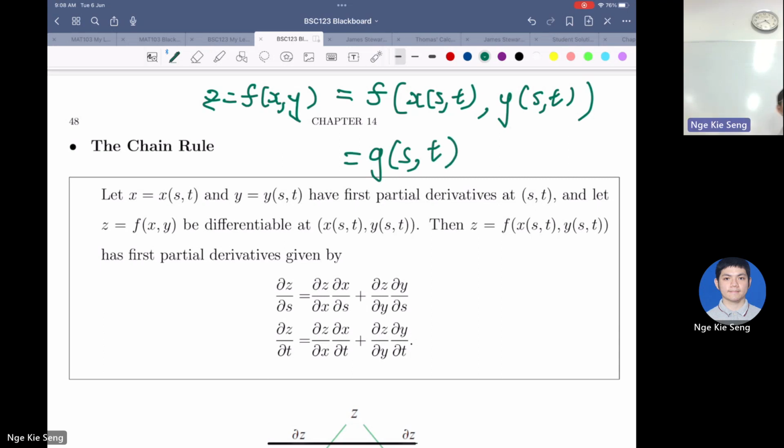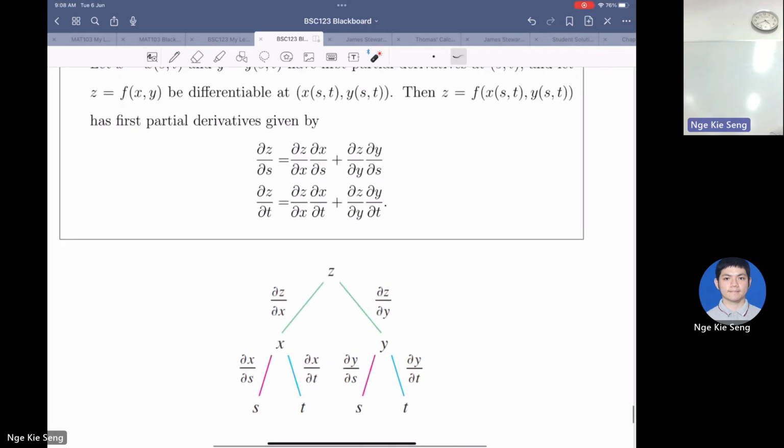We can differentiate Z with respect to S, and we can differentiate Z with respect to T. Both of them we can do. So how do we do it? We use the mnemonic again. Z can be defined using X and Y, and X and Y are defined by S and T respectively. Along the edges, you can put the differential on. In this case, all of them are partial differentials because all of them have more than one branch.